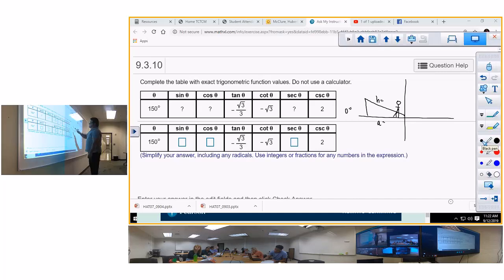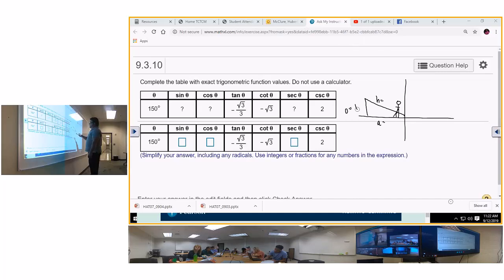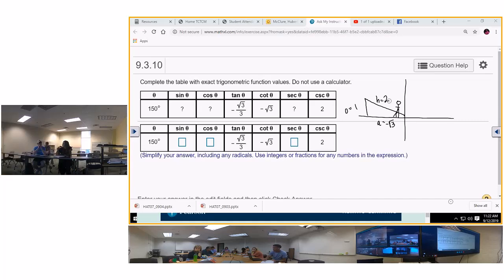And this is going to be 1. And what is this? Negative square root of 3. And what is this? 2.